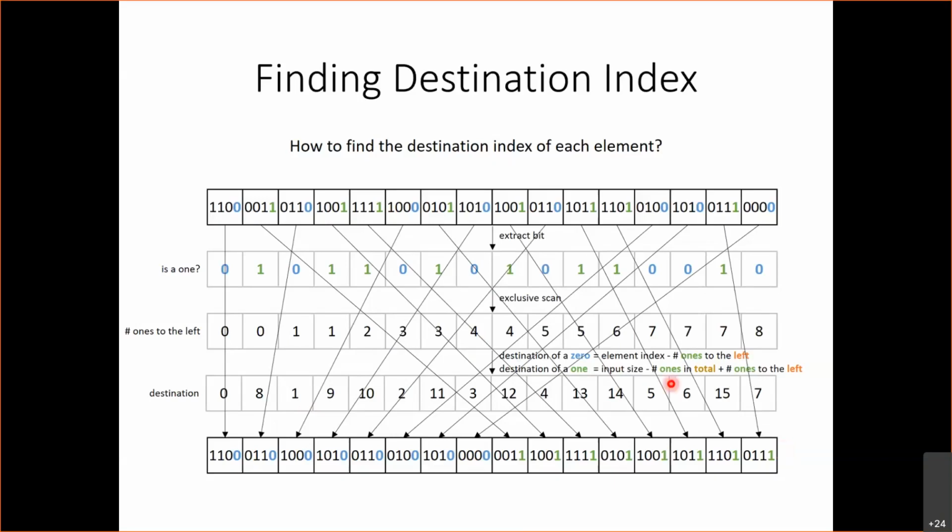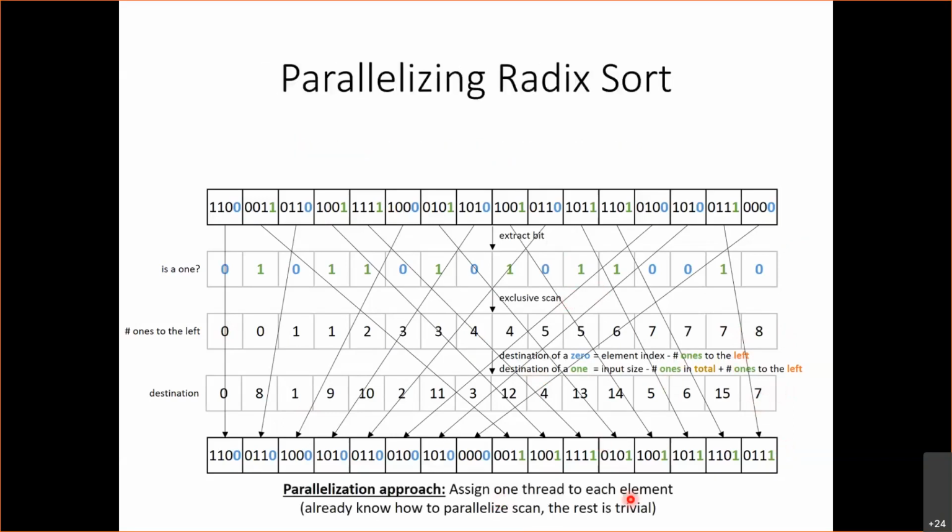Well, extracting the bit is quite simple, right? We know how to do a parallelized scan. Here, we're just applying an expression to each element in an array. So we know how to parallelize each of these individual steps. Okay, so to parallelize this, we can simply assign one thread to each element in our input array. And we already know how to parallelize scan, and the rest is trivial.